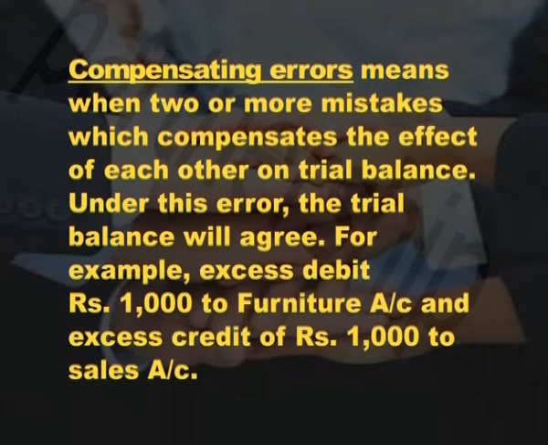Compensating errors means when two or more mistakes compensate the effect of each other on trial balance. Under this error, the trial balance will agree. For example, X's debit of rupees 1,000 to furniture account and X's credit of rupees 1,000 to sales account.